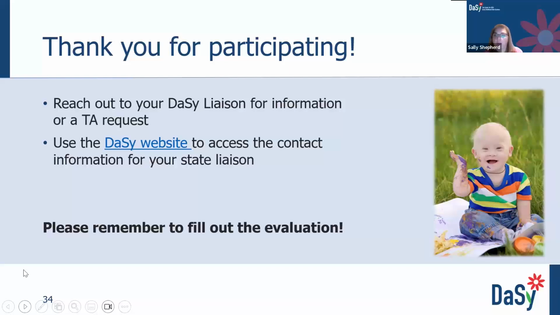If you're unsure of the contact information, the liaison page, I think Grace put that in the chat, where you can look up your DaSy liaison and how to contact them. And I'm just going to make sure really quick, because I haven't had my chat pulled up, that we didn't have any questions. So I'm scrolling through just really quickly, and I don't see any direct questions from our participants that we had a few minutes to answer.